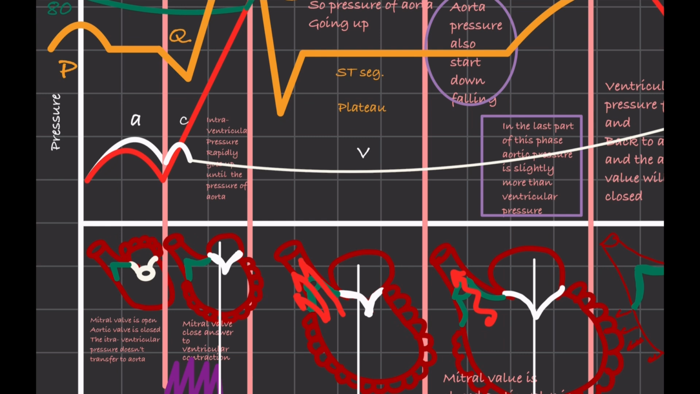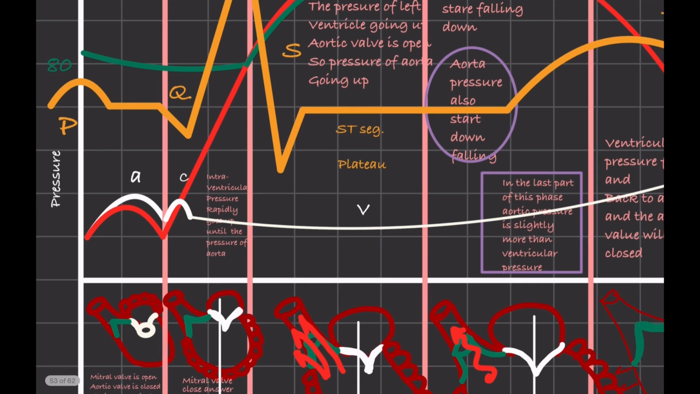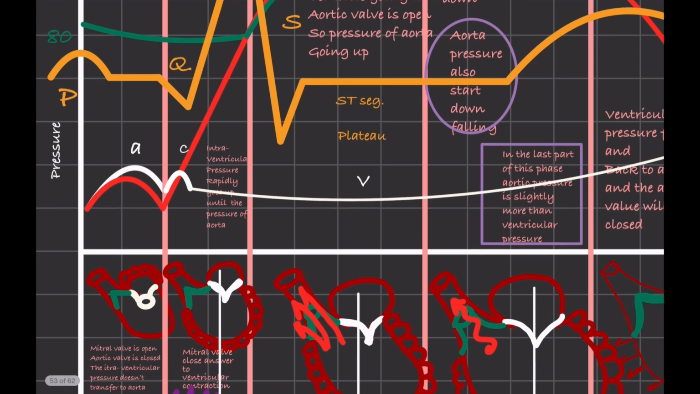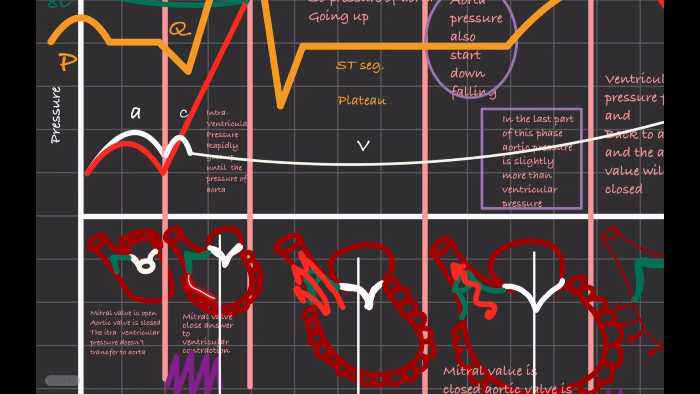At this time, the aortic valve is still closed, so the pressure in the aorta remains at about 80 mm of mercury, independent of the ventricle. At this step, the mitral valve is open and the aortic valve is closed. The pressure in the ventricle doesn't affect the aorta yet. Once the atrium finishes contracting and has pushed all its blood into the ventricle, ventricular contraction begins.